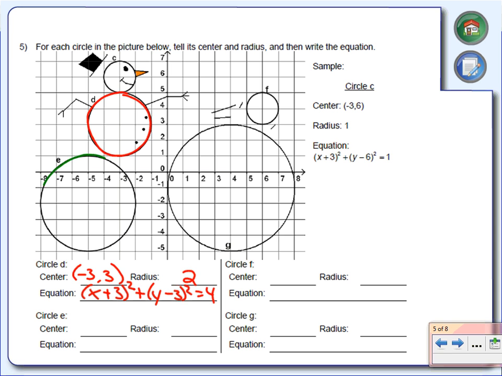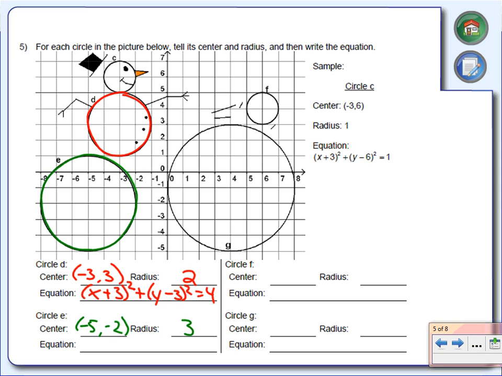Now let's take a look at circle E. This one right here. Let's find the same two things. The center. What's the center of that circle? Center of circle E. Negative 5, negative 2. What's the radius of that circle? 3.